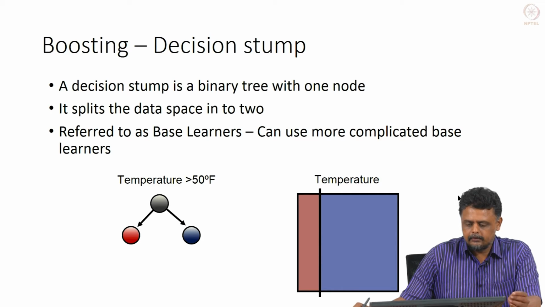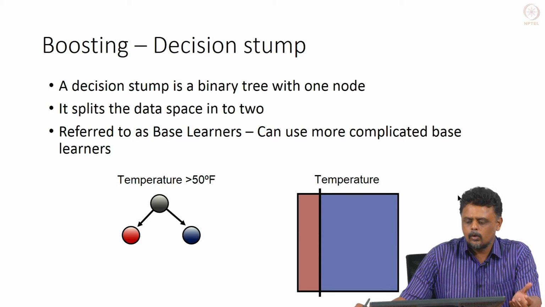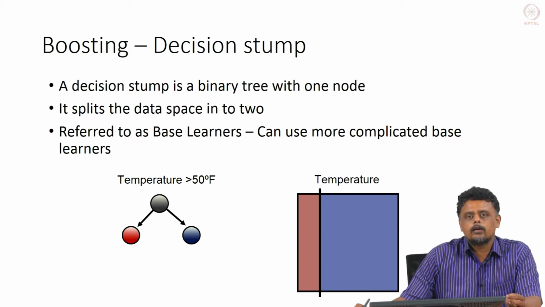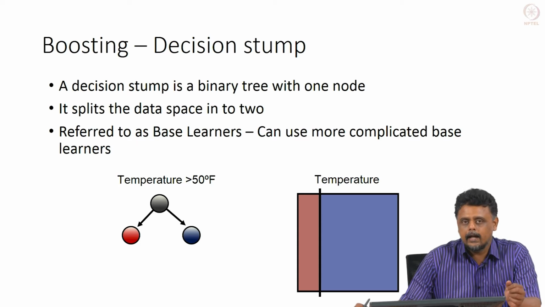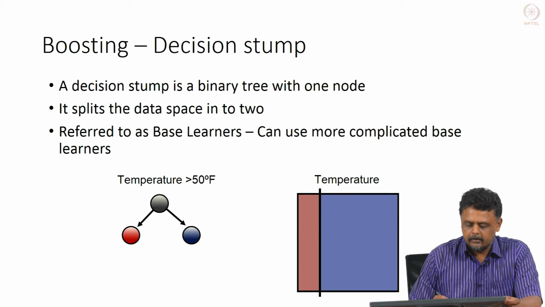One of the classifiers used in boosting is a decision stump. It is basically a classification tree with one node, and it splits the data space into two. These decision stumps are referred to as base learners, and for boosting or bagging, we can use these stumps or more complicated decision trees. As I mentioned earlier, the building block for boosting is primarily the decision stump, and it has one node.